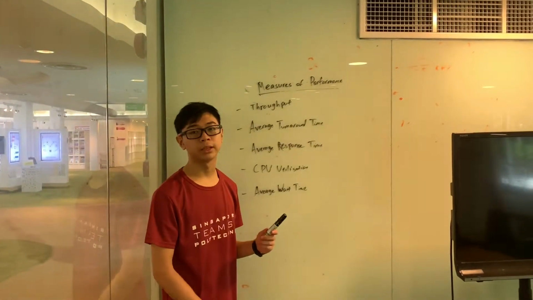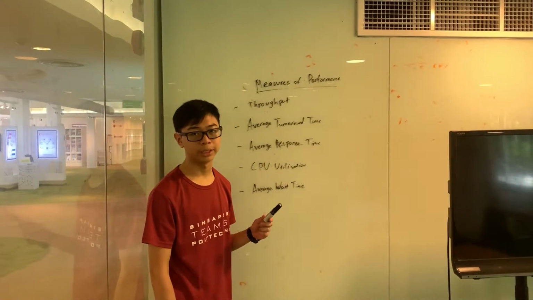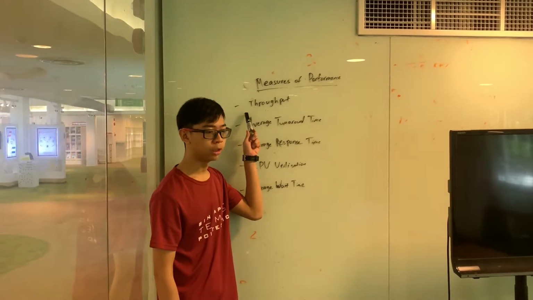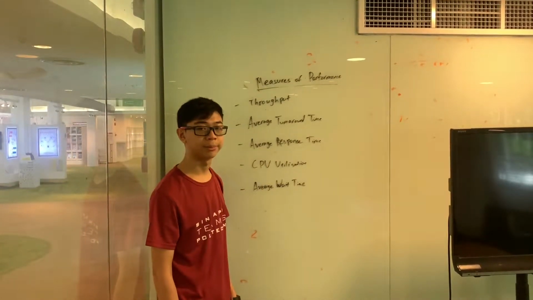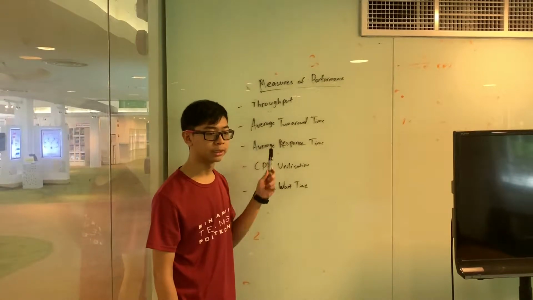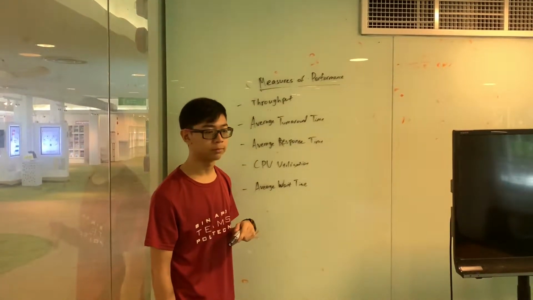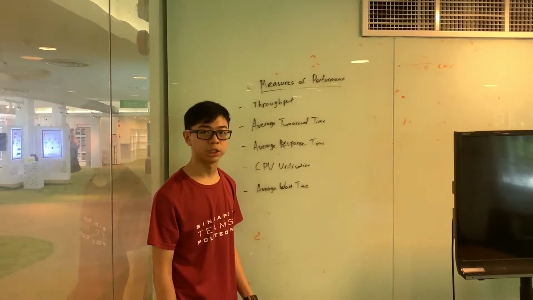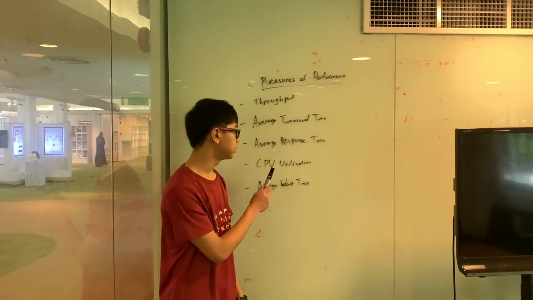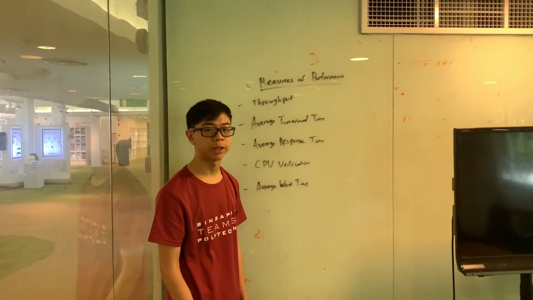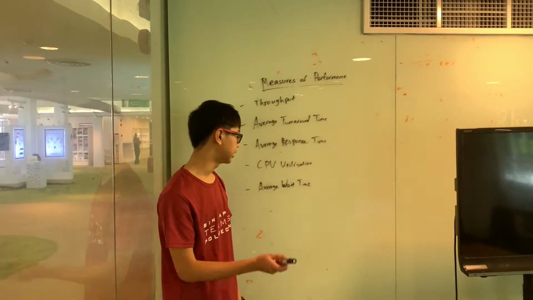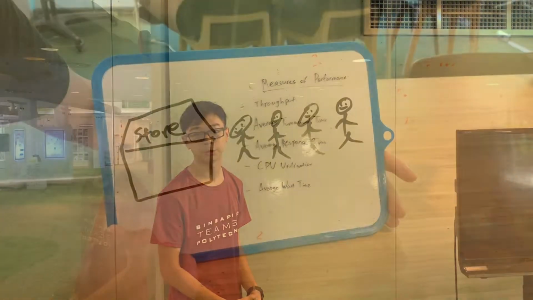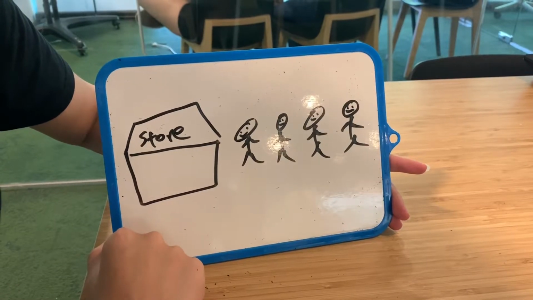Okay, to determine how effective a scheduling algorithm is, we have to look at the measures of performance. First is the throughput, which is the number of jobs that can be run at the same time. The average turnaround time is the time from the start to the end of the job. The average response time is the amount of time from the submission to the end. The CPU utilization is the percentage of time a job is running. And finally, the average wait time is the amount of time spent in the waiting or the ready queue.